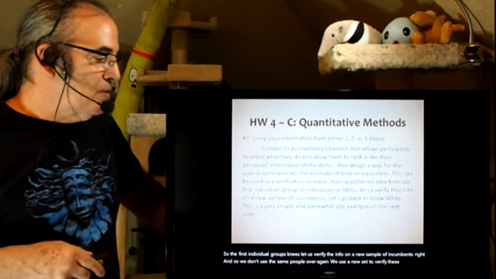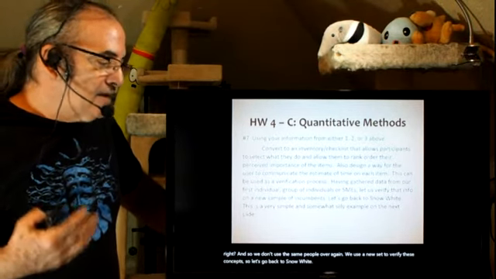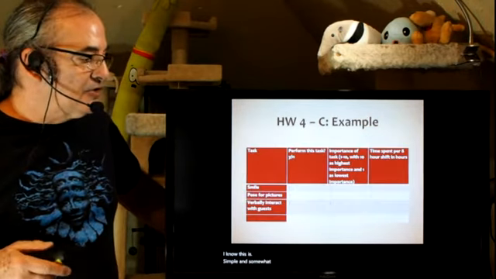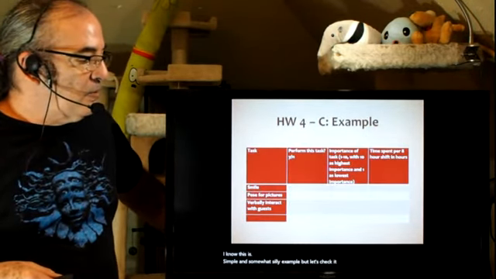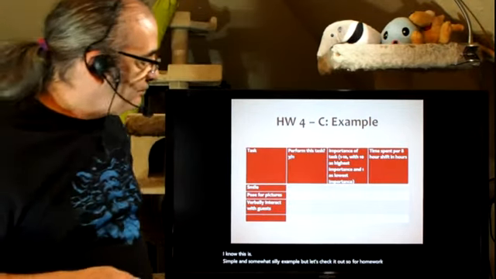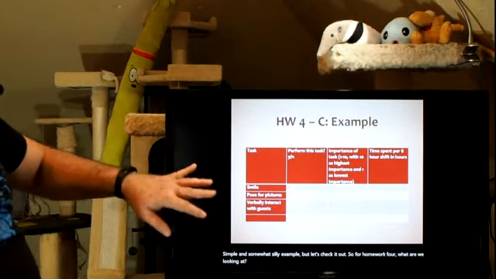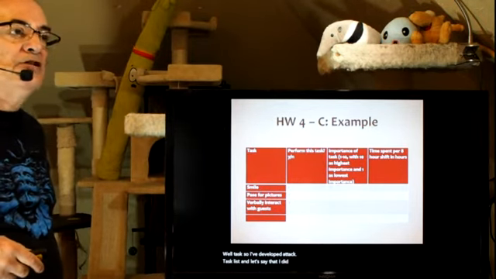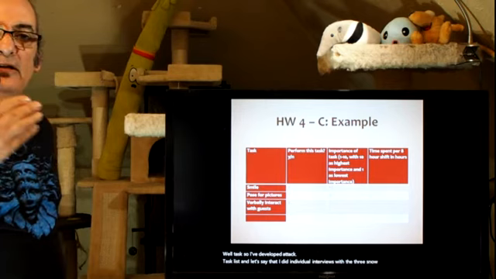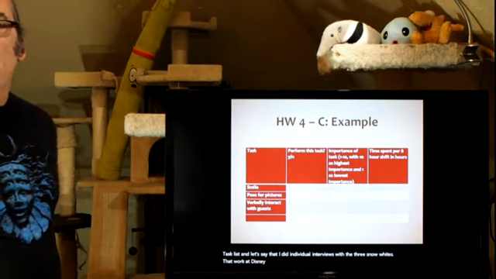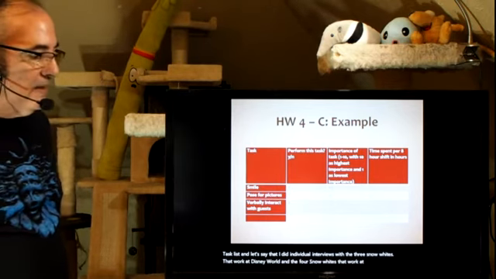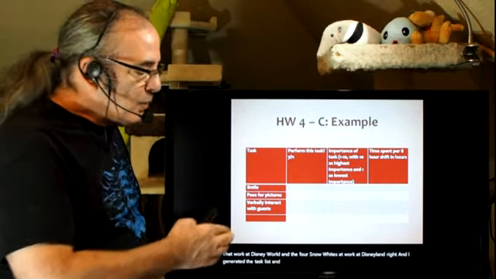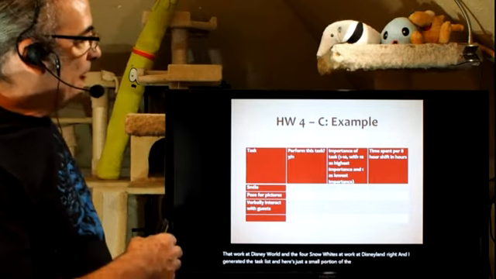So let's go back to Snow White. I know, it's a very simple and somewhat silly example, but let's check it out. So for homework 4, what are we looking at? Well, task. So I've developed a task list, and let's say that I did individual interviews with the 3 Snow Whites that work at Disney World and the 4 Snow Whites that work at Disneyland, right? And I generated the task list, and here's just a small portion of the task list, right?